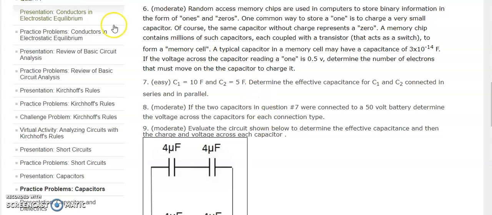So there is a scenario here which is given. Do not get confused by this. This looks very complicated, but look at the information that is given. First write down the given information: you have a capacitance of 3 into 10 raised to minus 14 farads. Then you have 0.5 volt connected across the capacitor, and it's asking you to find the number of electrons.